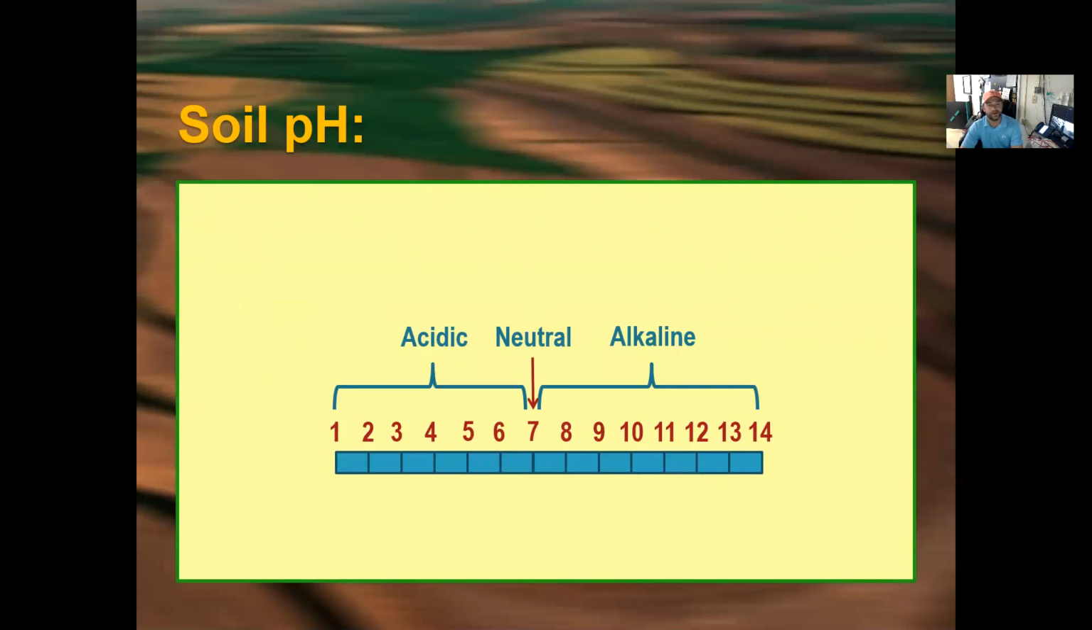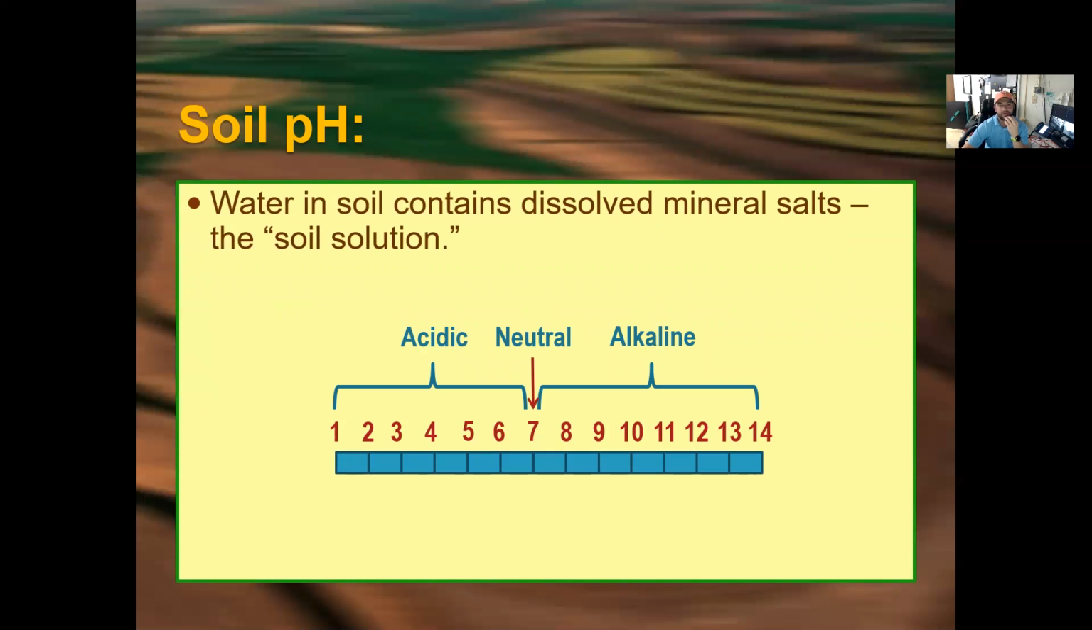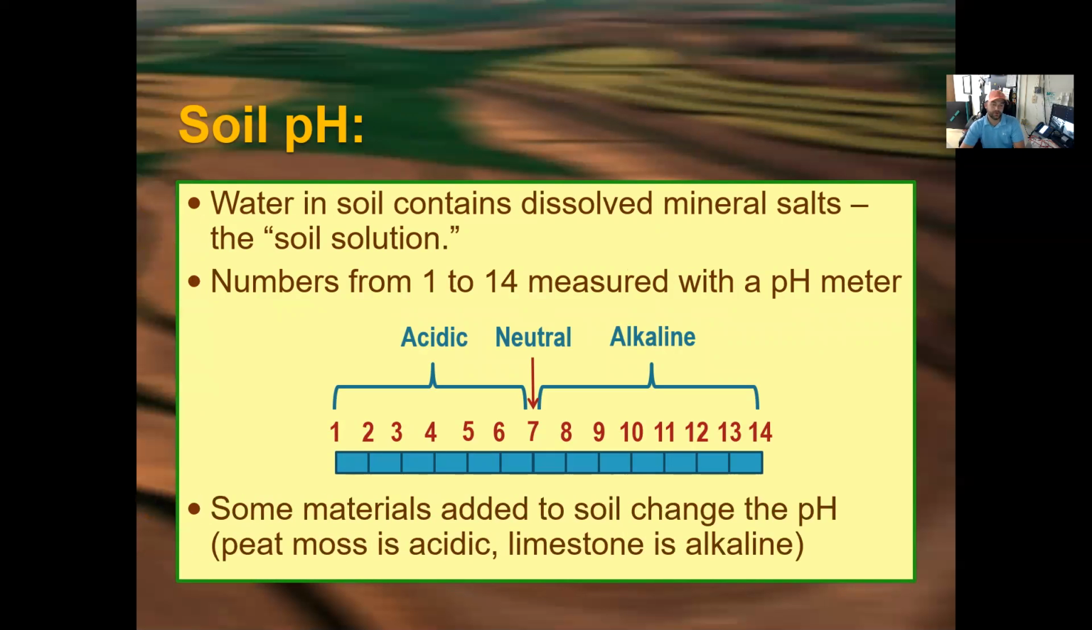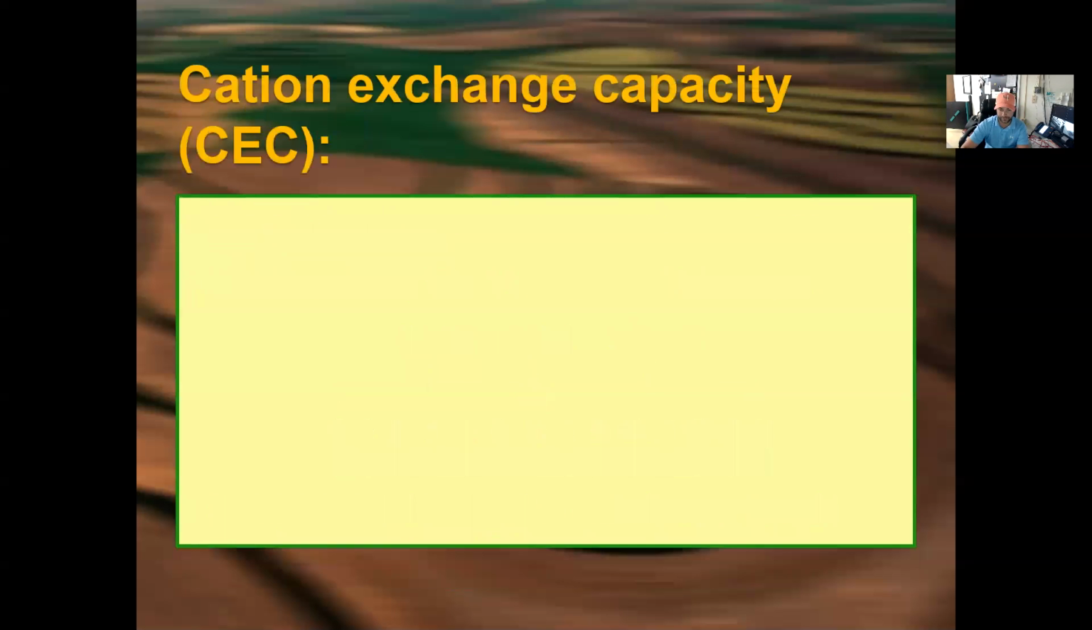So soil pH, we've gone over this before. Your acidic soils are going to be in the 1 to 6 range, your neutral 7, and your alkalines are 8 to 14. Most of the time, especially for plants, you want to keep that neutral to slightly acidic. So if you're in like that 5.5 to 7 range, you're probably going to be doing pretty well. So water in soil contains dissolved mineral salts, the soil solution. Numbers from 1 to 14 measured with a pH meter. And some materials added to soil change the pH. This could be peat moss is more acidic, and limestone will make it more alkaline.